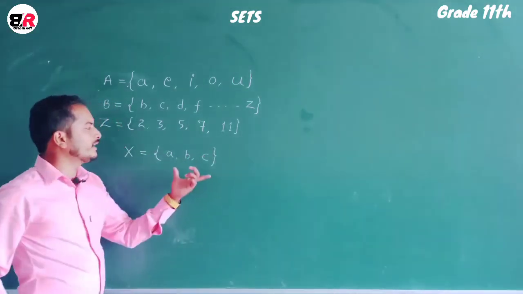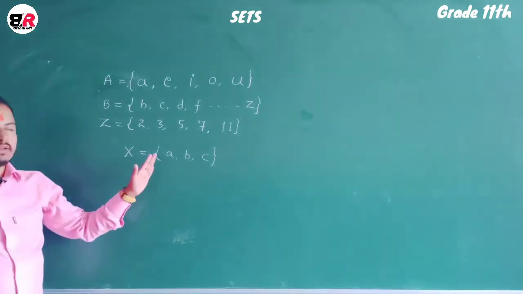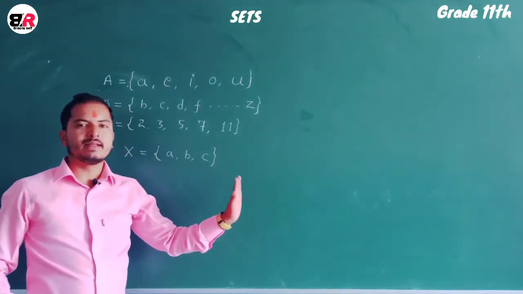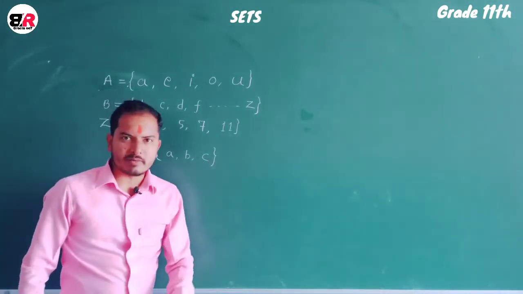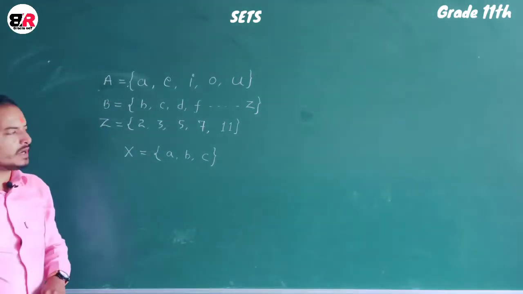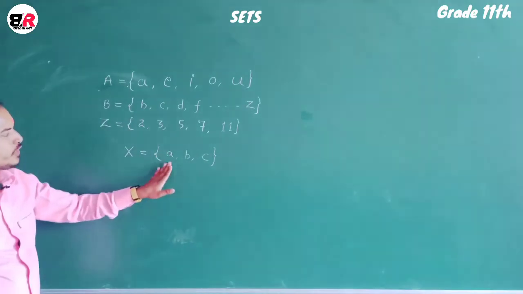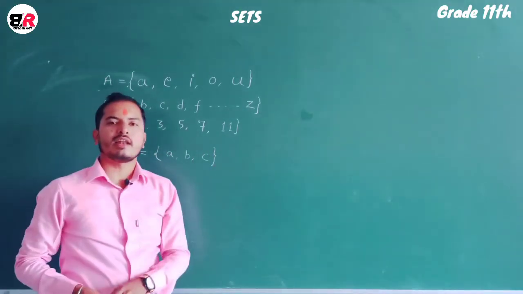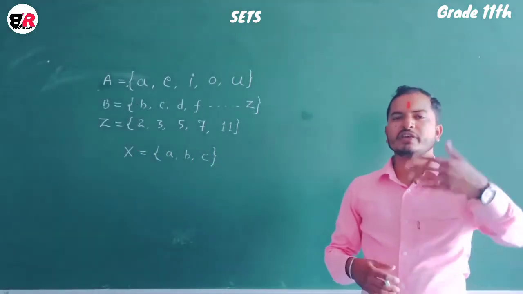Now we can make the definition of this set also. If we are going to define this set, then it is the first 3 English alphabets. It means sets are denoted by capital letters of the English alphabet, while the elements inside them are denoted by small English alphabets.